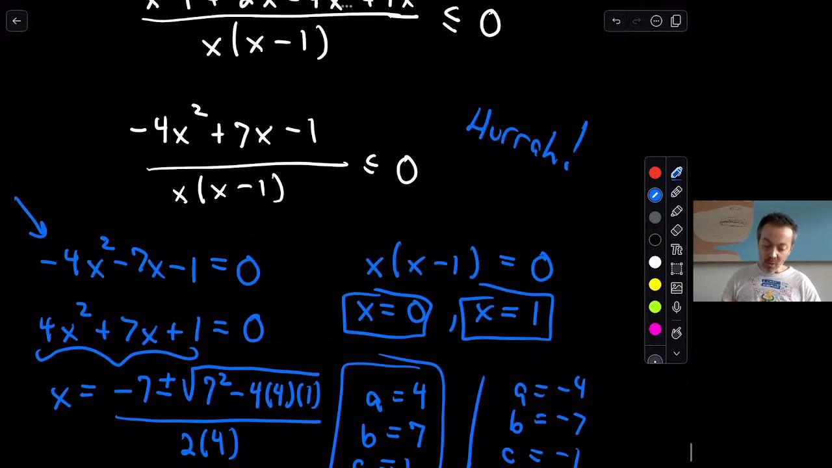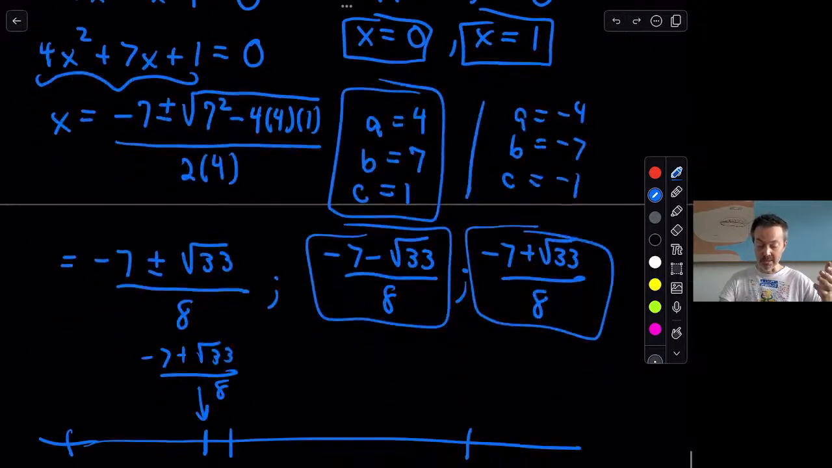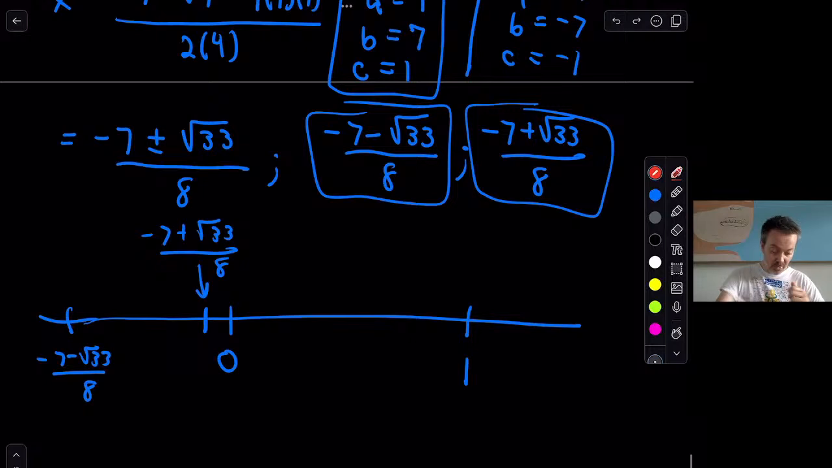My original inequality is less than or equal to, so this is a thing we should be careful about. The things that make the numerator equal to 0 are good, right? I can get 0 on top of a fraction. 0 divided by something non-zero is 0. And 0 is less than or equal to 0. So these two numbers would be shaded in. The -7 minus root 33 over 8 and the -7 plus root 33 over 8.